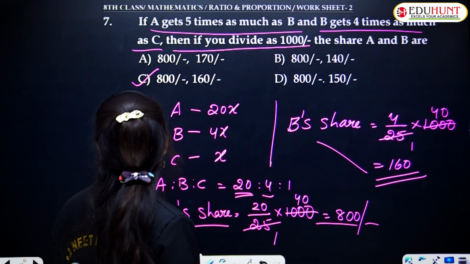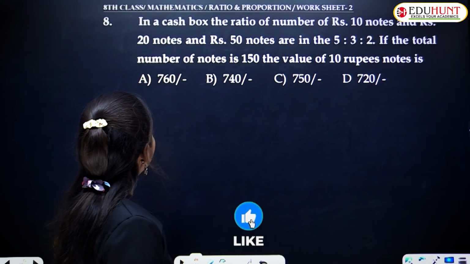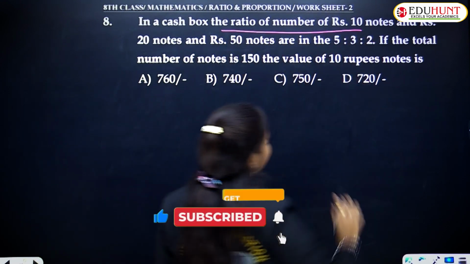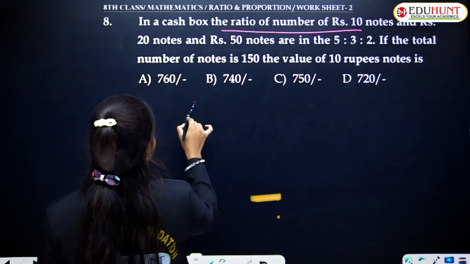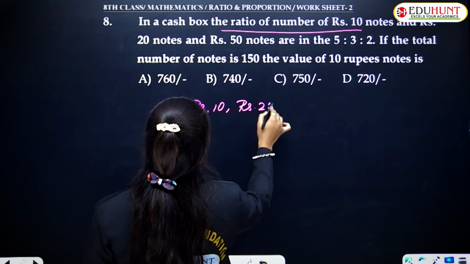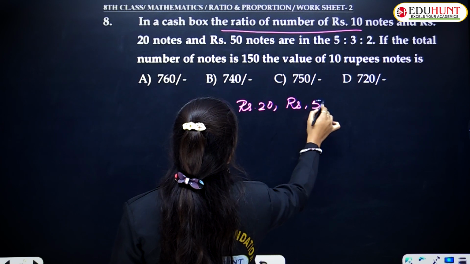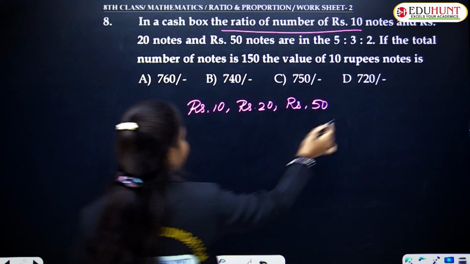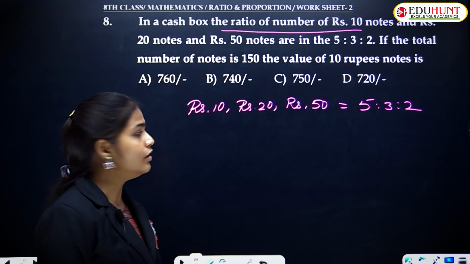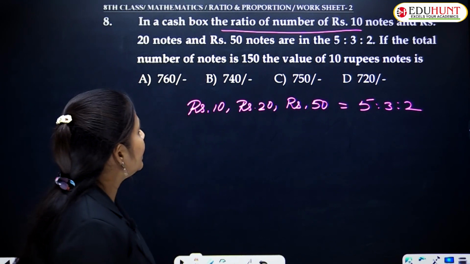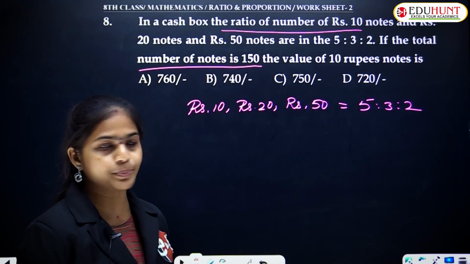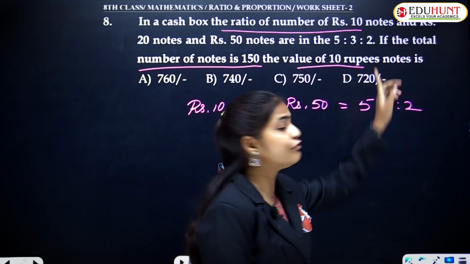Clear children? Yes. So see here, the 8th question. In a cash box, the numbers of 10 rupees notes, 20 rupees notes and 50 rupees notes are in the ratio 5:3:2. Now if the total amount of notes is 150 rupees, we need to find the value of the 10 rupees notes.